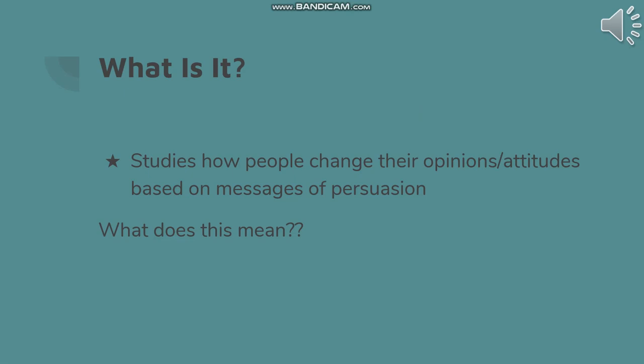What is the Yale attitude change approach? Well, to put it in simple terms, the Yale attitude change approach studies how people change their opinions, attitudes, and views when they are confronted with messages of persuasion. What does this mean? It simply means how people react when someone is trying to change their mind and how they accomplish that goal. There are 3 components or factors of the Yale attitude change approach, and we'll start with the first on the next slide, which is the source.